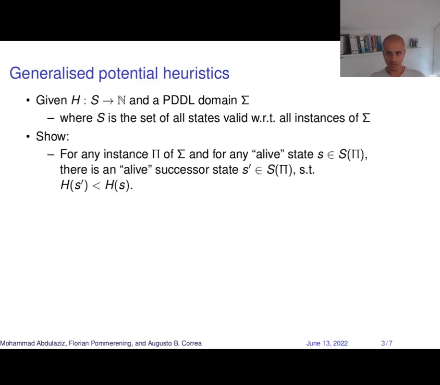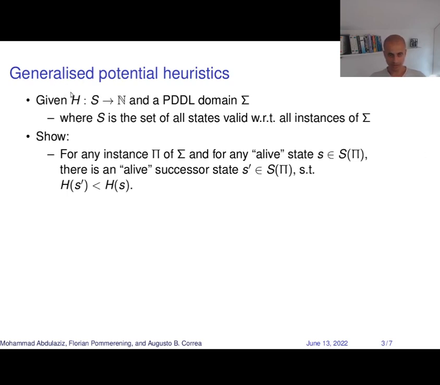So in a nutshell, we want to prove that given a planning domain description in PDDL and a specification of a function mapping states to natural numbers, where those states can be of any instance of that domain, using this function as an A-star heuristic will lead to solving any instance of that planning domain quickly. That's more precisely in linear time in the value of the heuristic.